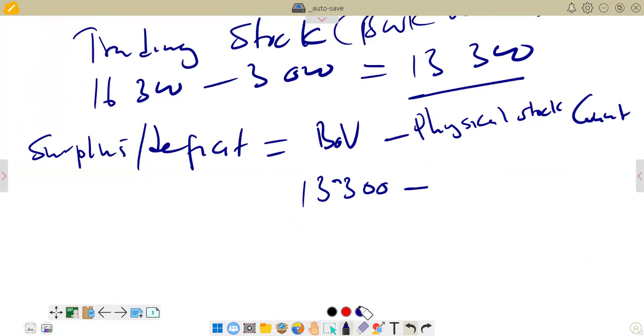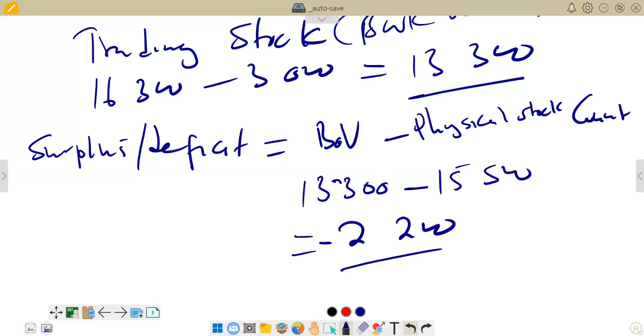Right, we say 15,500. We see that we are getting a negative figure there: 13,300 minus 15,500, and then you get your 2,200. So it means here we've got 2,200, and this is a negative figure.